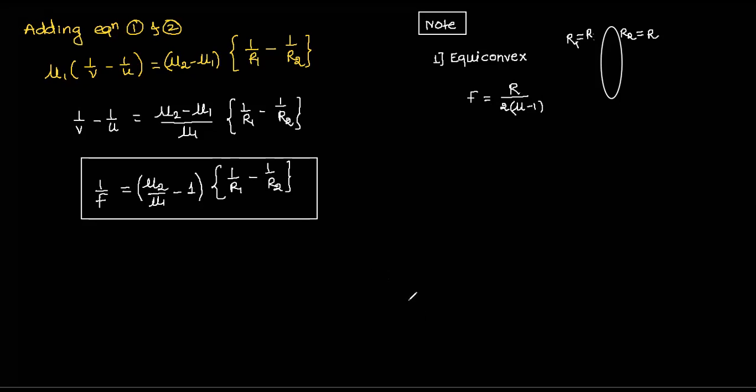Okay, next one, next note point, that is for second note point I am telling, that is for plano-convex. If lens is plano-convex, you know how it will be. One side will be plane and another side will be something like this.